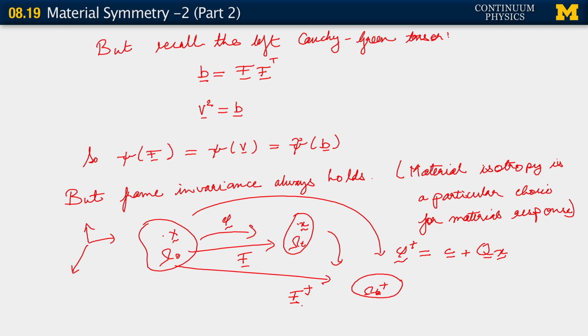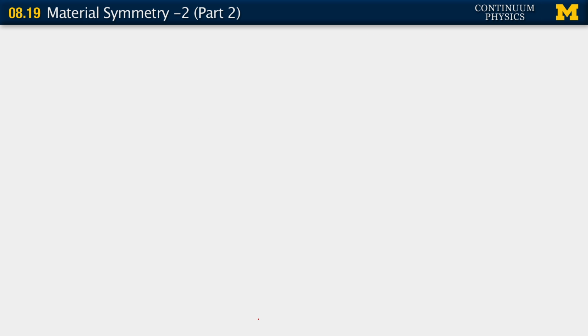Okay, and in this setting we see that F plus equals QF. Okay, all right, things look different for frame invariance. This condition must always hold. Okay, all right, if that is the case, what happens with B plus?